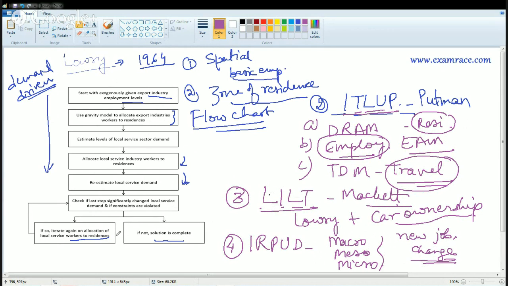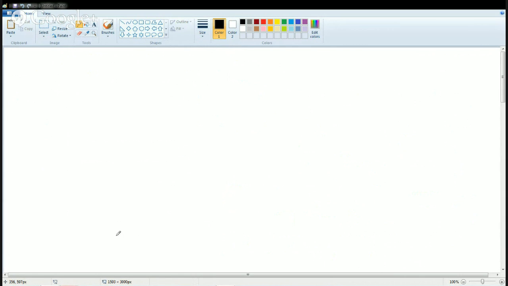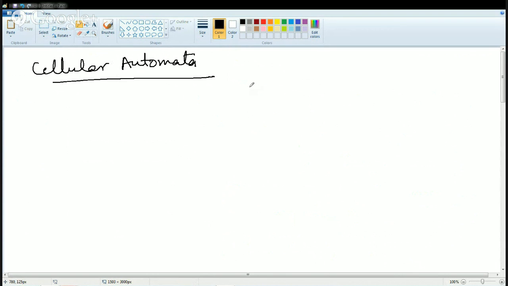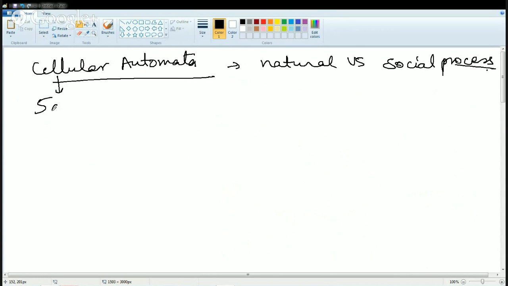The most important and the last in this model is the cellular automata. So under cellular automata, what we try to explain is the complex behavior between natural and social process. So what we try to understand is the natural versus the social process that occur in reality. So it includes the vegetation, the hydrology, the concepts of soil, epidemics, and the urban growth, how it is affected by these phenomena. So this cellular automata concept is based on 5 basic characteristics.